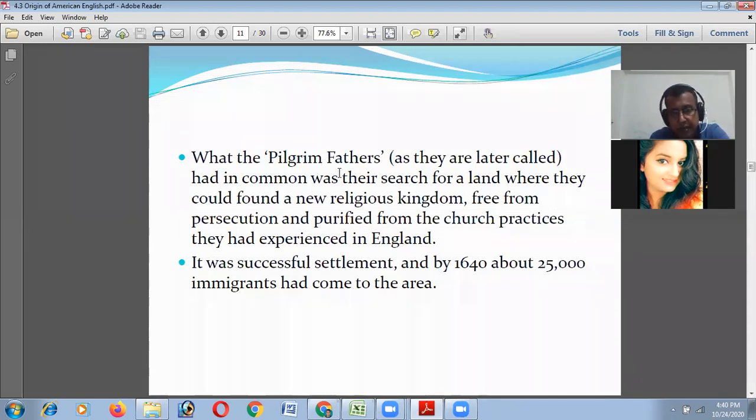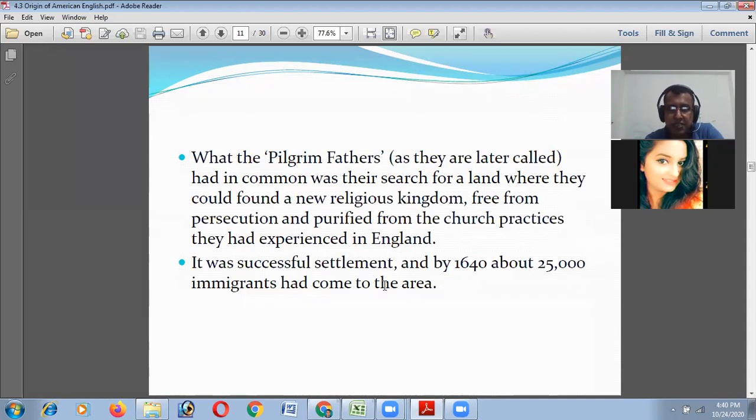What the Pilgrim Fathers, as they are later called, had in common was their search for a land where they could found a new religious kingdom, free from persecution and purified from the church practices they had experienced in England. Actually, the Puritans left England searching for a place where they could do their religious activities in a good manner, without any disturbance, without any persecution that was done by the Catholic Church in England. So they left England and went to America.